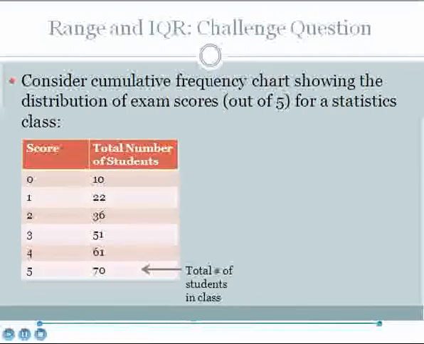1, and so on. Getting to the score of 5, we see that there are a total of 70 students who have a score of 5 or lower. Since 5 is the maximum value, we know that 70 is the total number of students in the class. Now let's calculate the IQR.